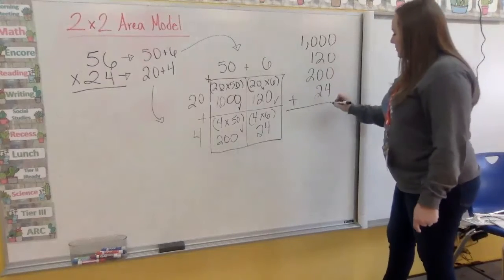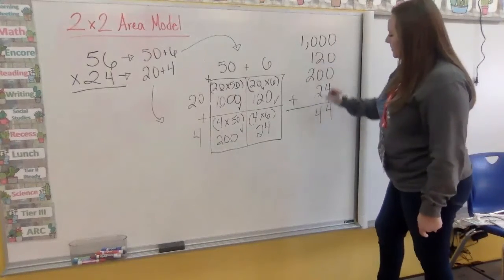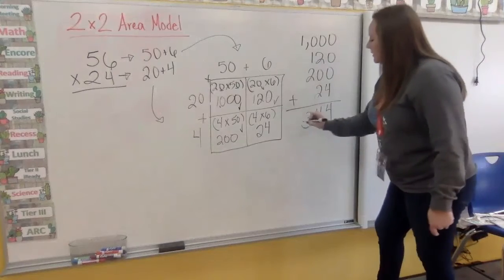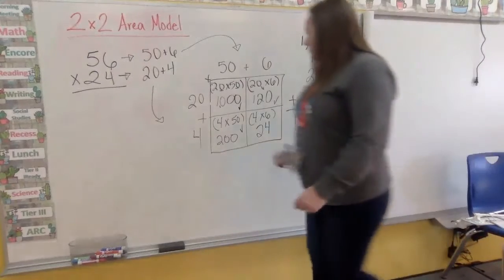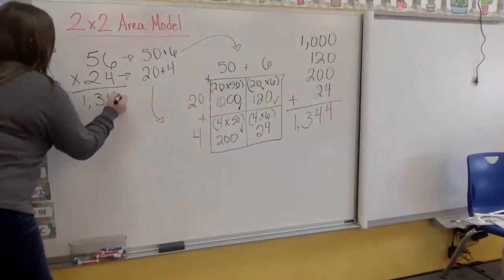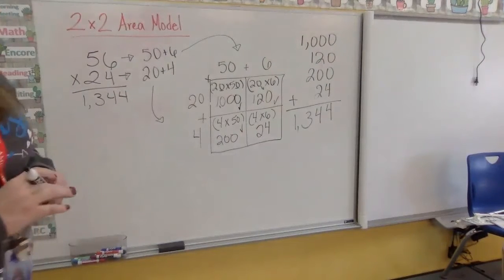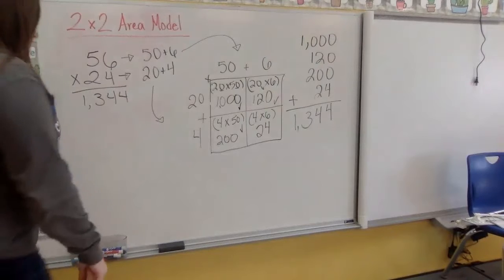0 plus 0 plus 0 plus 4 is 4. 2 plus 2 is 4. 1 plus 2 is 3. And then 1. So my answer to this problem is 1,344. And that again is using the area model, the 2-digit by 2-digit area model.